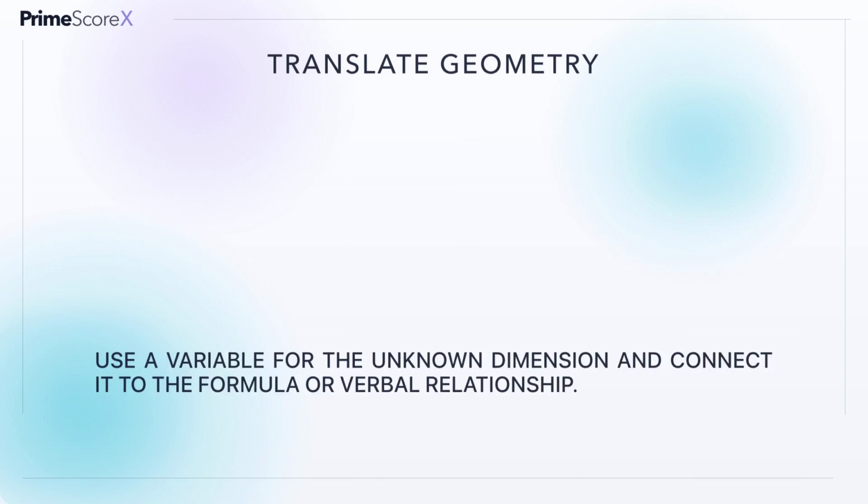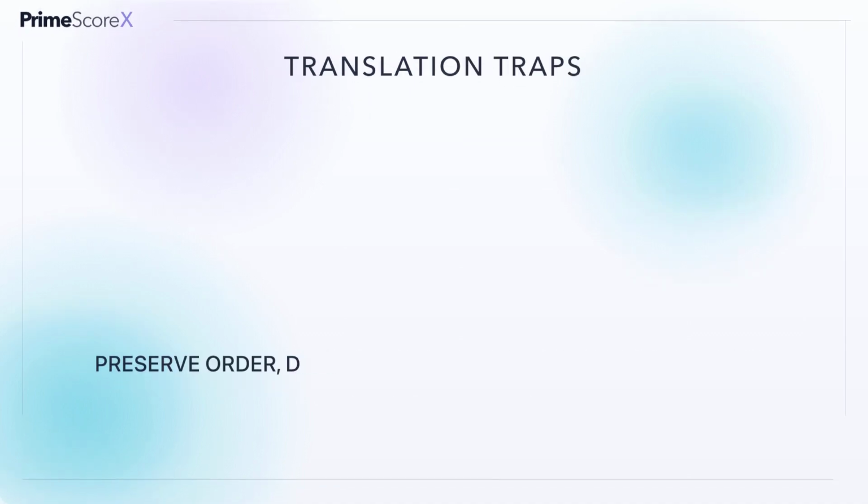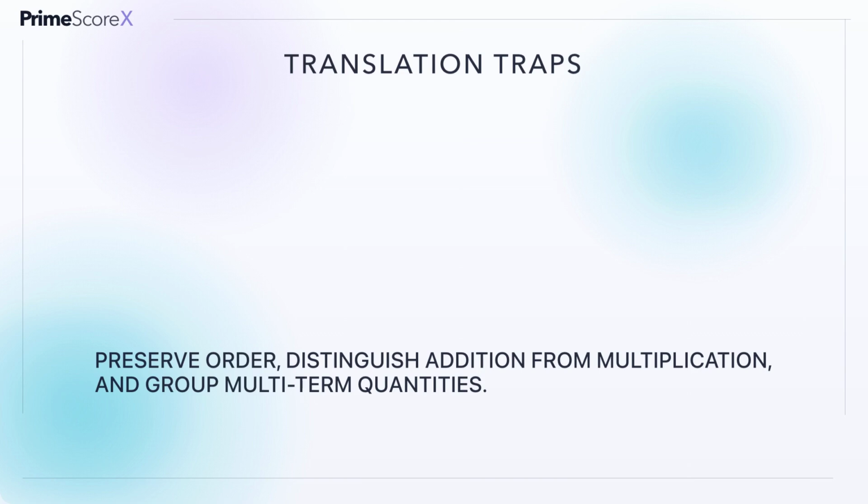A rectangle is 3 feet longer than its width. If the width is w, the length is w plus 3. The perimeter can then be written as 2w plus 2 open parentheses w plus 3 close parentheses. Translating one relationship correctly creates the expression needed for the next step. Label the variable clearly before building the formula.